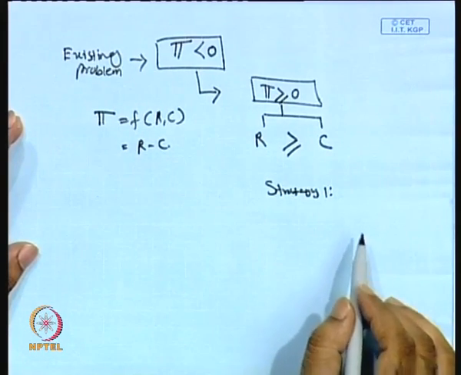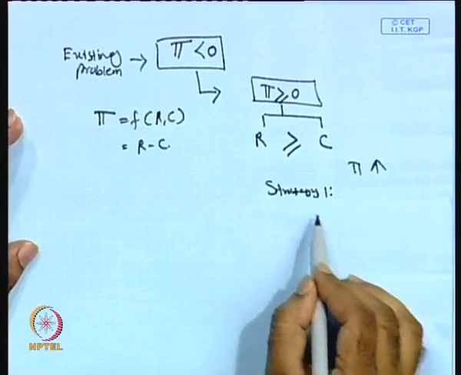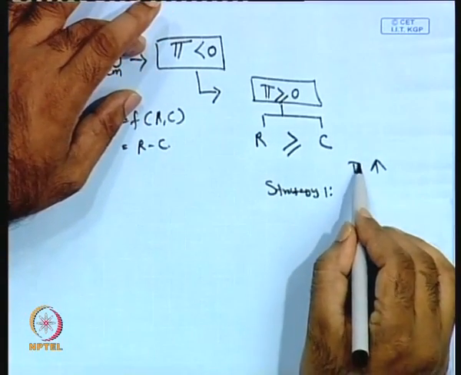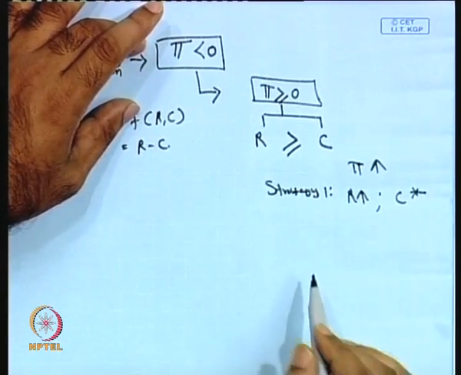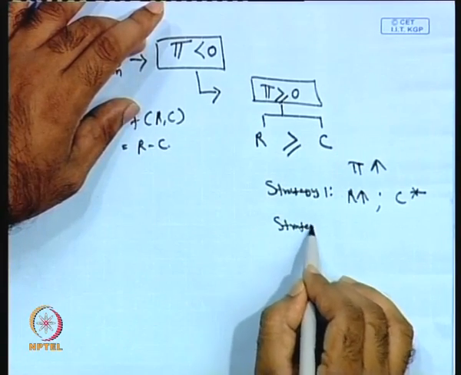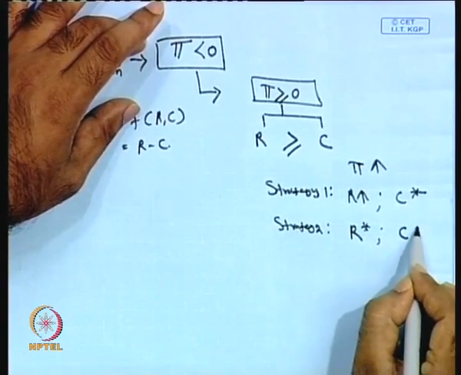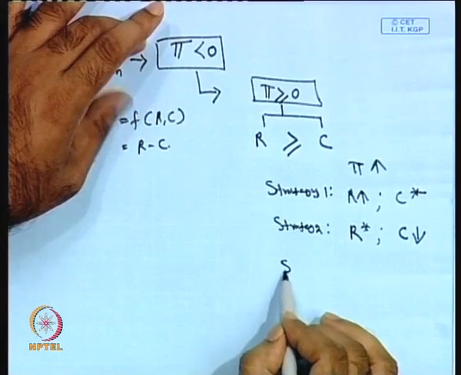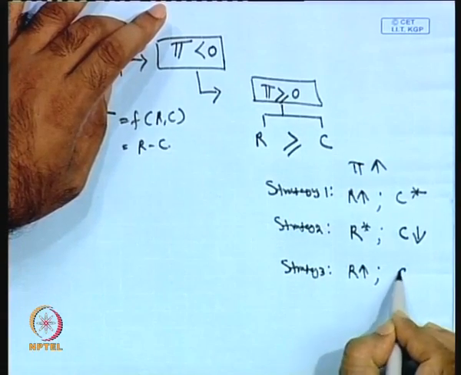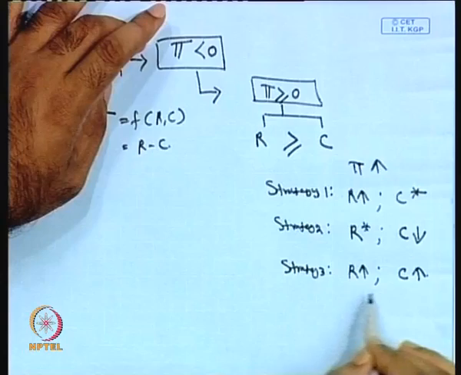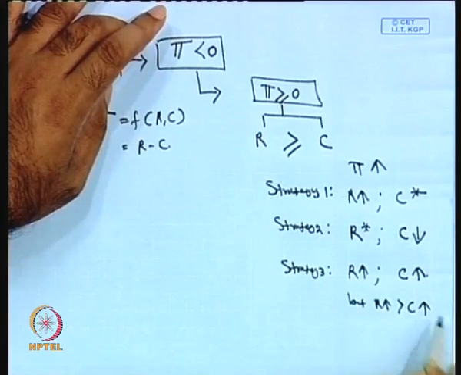So, now strategy 1, profit can increase. Profit increase depends upon various strategies. Strategy 1, first R will increase provided C remains constant. Then strategy 2, R can be constant provided C must decrease. Then strategy 3, where R can be increased, at the same time C can also be increased, but R increase must be greater than C increase.